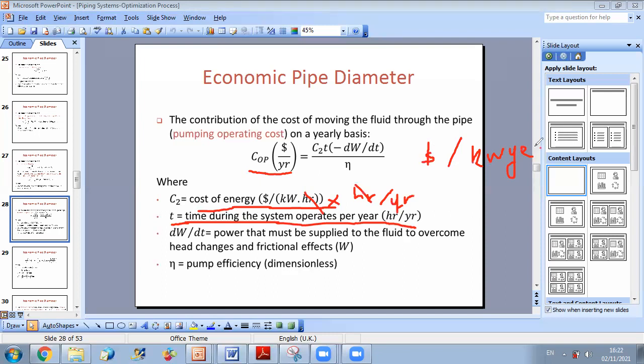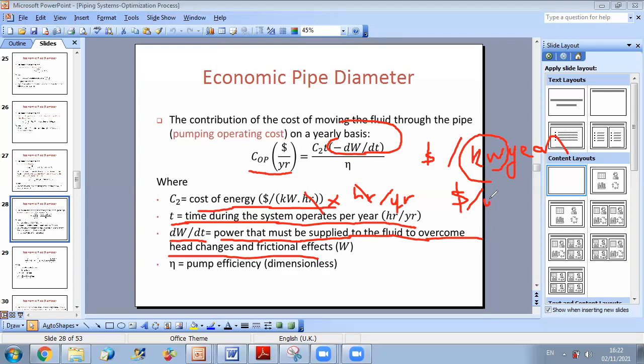So what should you do? You should multiply by the number of kilowatts used. The number of kilowatts is related to the power used. So dW by dt is the power that must be supplied to the fluid to overcome head changes and frictional effects. So when I multiply C2 by T by the power, I will get my total cost in dollars per year.